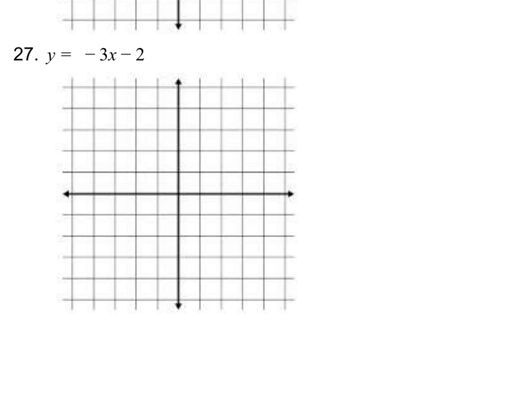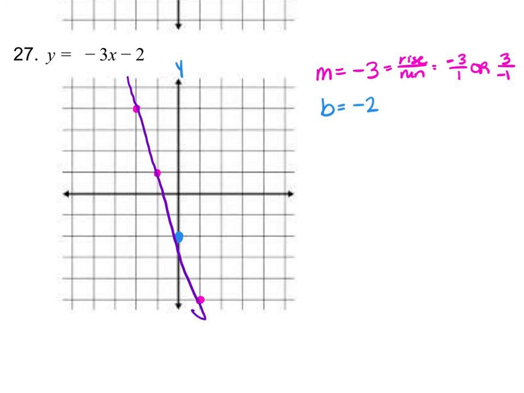Number 27, the slope is negative 3. The y-intercept is negative 2. So I'm going to start at negative 2 on the y-axis, and then that slope using rise over run would be negative 3 over positive 1, or we could also say positive 3 over negative 1. So I'm going to go down 3, right 1, which is here, or I could go up 3, left 1, which is here, and I could keep going throughout the coordinate plane, and then just draw a line through the points, and you've graphed the line.